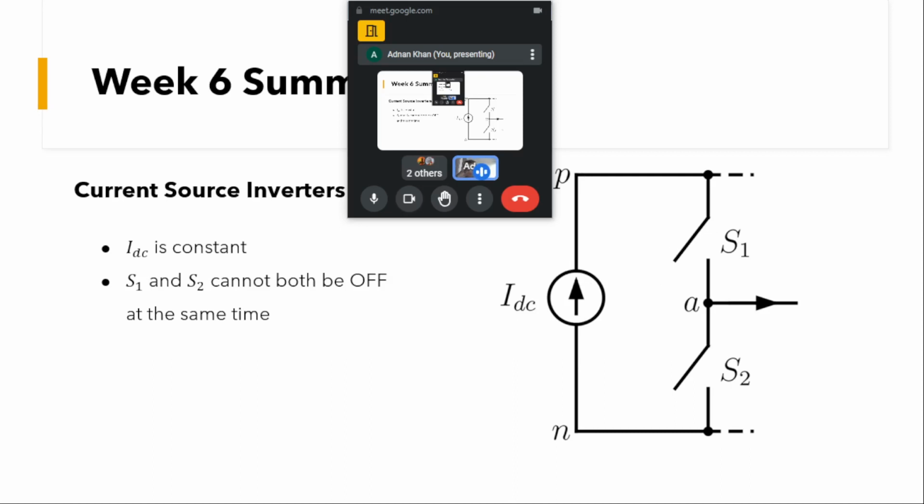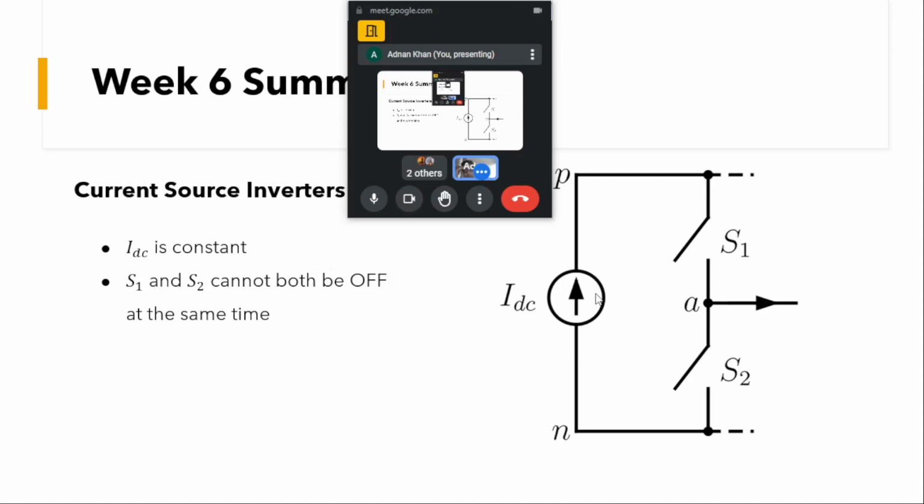What we saw in the voltage source inverters, we cannot turn on both the switches simultaneously. What would have happened at that time is that we would have shorted the source, and that would have been detrimental for our converter.